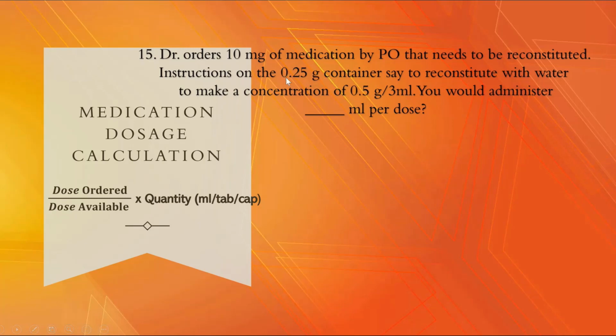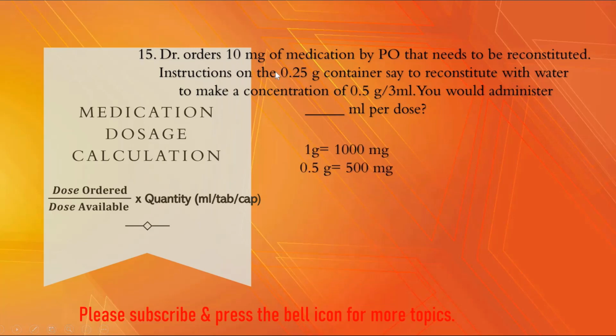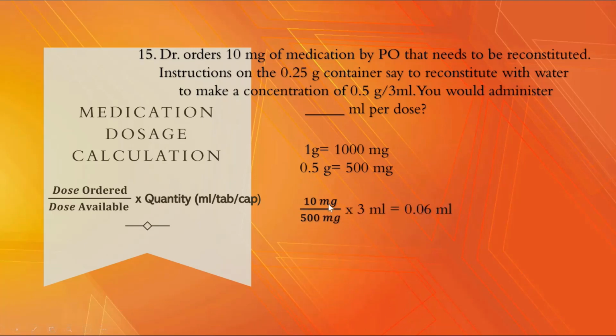So again, this can be a distraction factor. So dose ordered is 10 milligram. Dose available is 0.5 gram, quantity is 3 ml. So if you look at the dose, it's in 10 milligram, 0.5 gram. So you have to convert gram into milligram. 1 gram is 1000 milligram, 0.5 gram is 500 milligram. Now you have everything in same units. So now calculate. 10 milligram ordered dose, 500 is dose available, into quantity in ml, 3 ml.